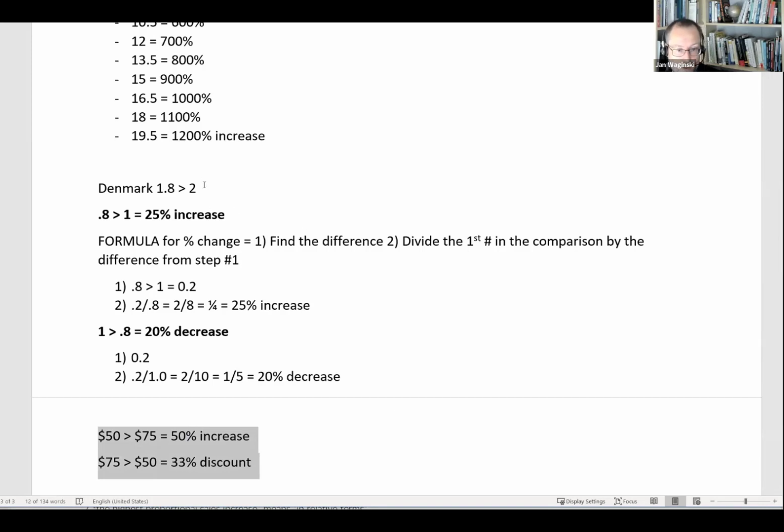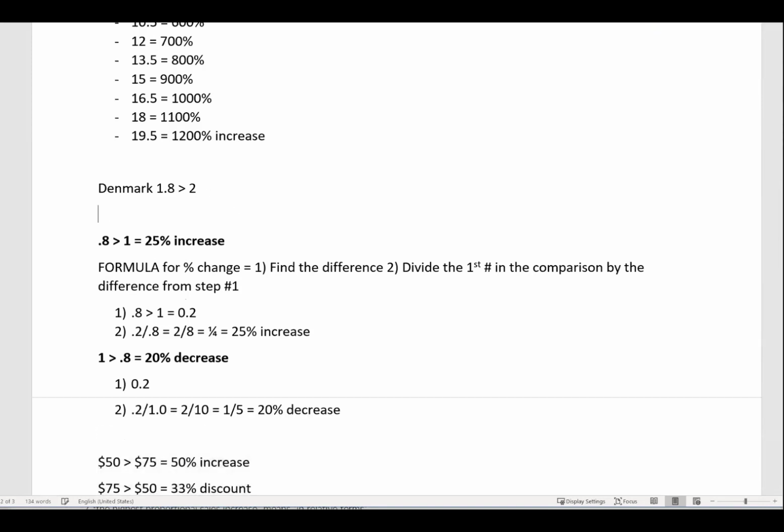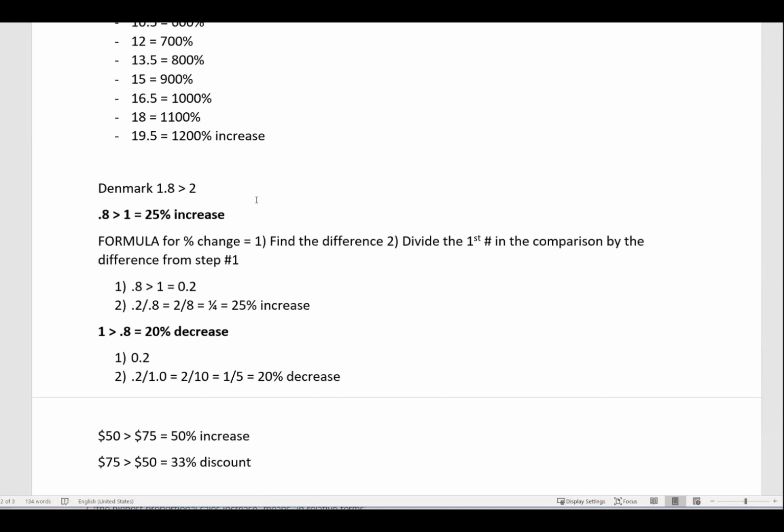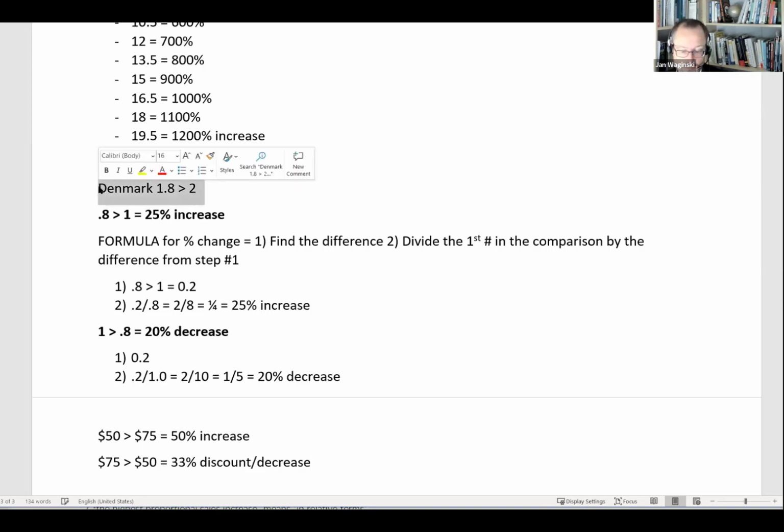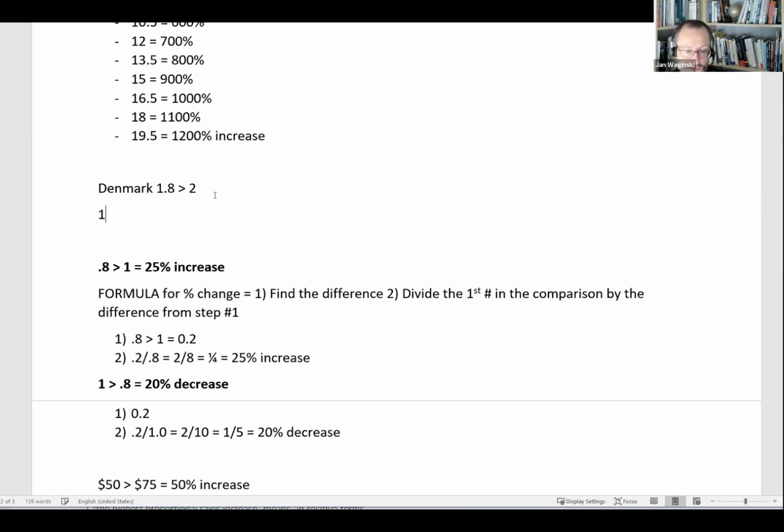So let's go back to Denmark. Basically, whenever you get a higher figure at the beginning, it means it's a discount, because it's decreasing. Or a decrease. Because we were talking about sales prices, so I could have said decrease. So let's look at Denmark, where we're going from 1.8 to 2. So step 1, find the difference.